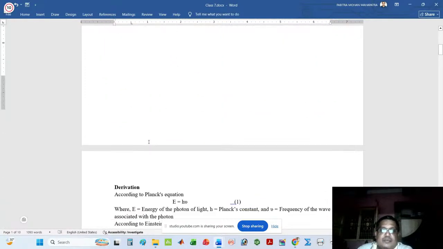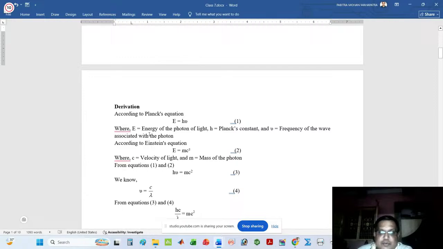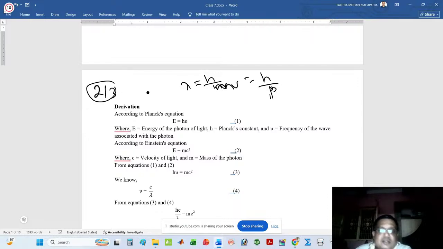Our target is to prove lambda is equal to h by mv or h by p. It is a very important question. Sometimes in exams, a 2 or 3 mark question will ask like this: derive the de Broglie's wave equation. Then you will derive. Let me derive.